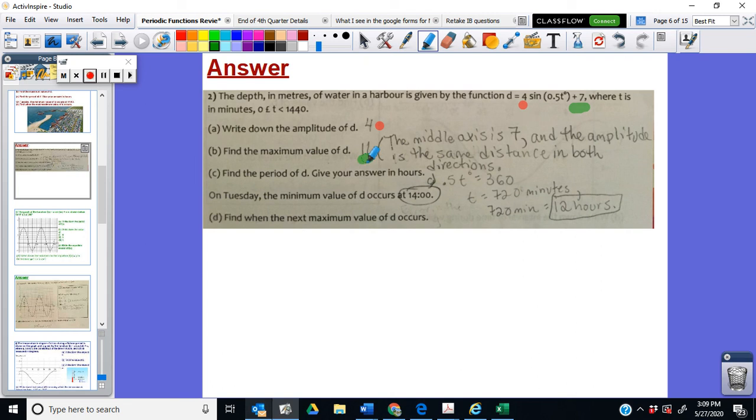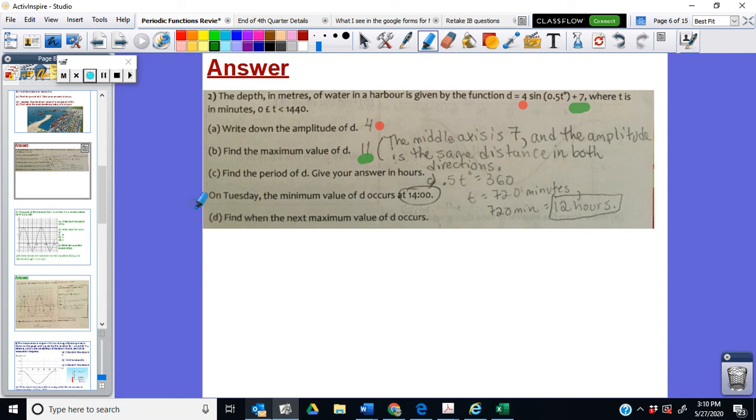Then the period, well, it tells us that half of a wave is shown in 360. So one full wave, a period, is twice that, 360, which is 720 minutes, also known as 12 hours. And that makes sense because if you think about temperature, things rotate on that 12 hours.